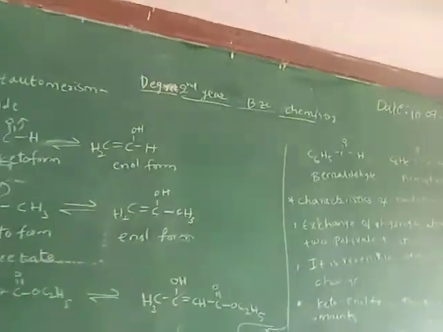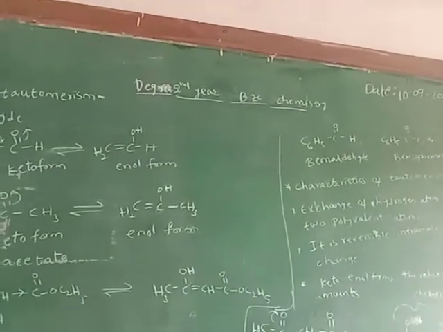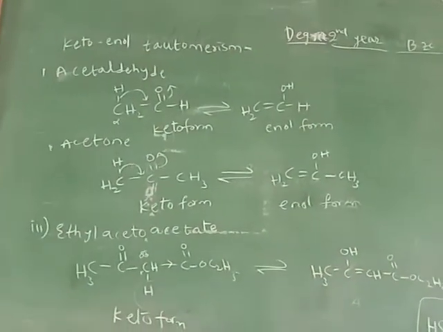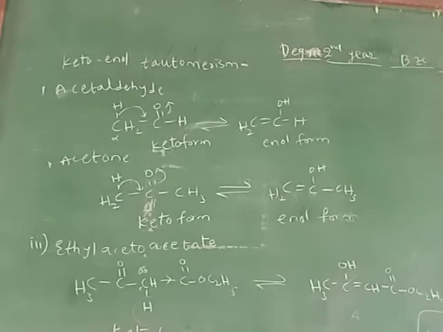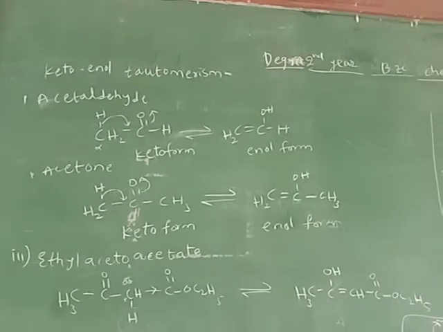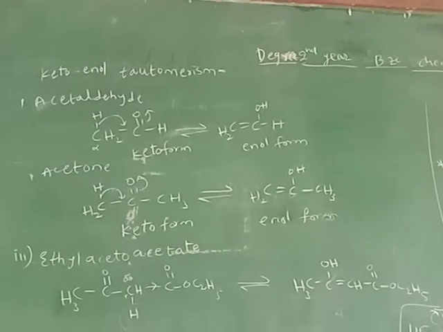Good morning, students. Now we are going to discuss BSc second year chemistry, that is carbonyl compounds. So now we are discussing keto-enol tautomerism. What is meant by keto and tautomerism? Tautomerism is a structural isomerism. Structural isomerism means same chemical formula but different structure.